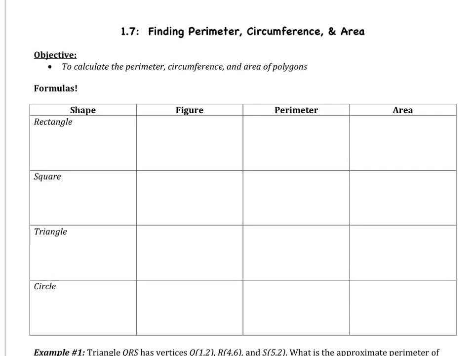Welcome to the last video of Chapter 1. Woo! It's going to be finding perimeter, circumference, and area. You can probably guess at our objective. We're going to calculate the perimeter, circumference, and area of polygons.